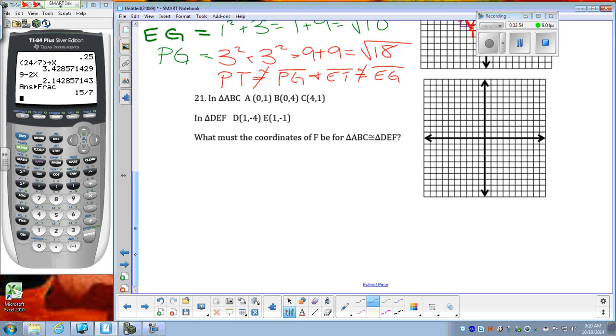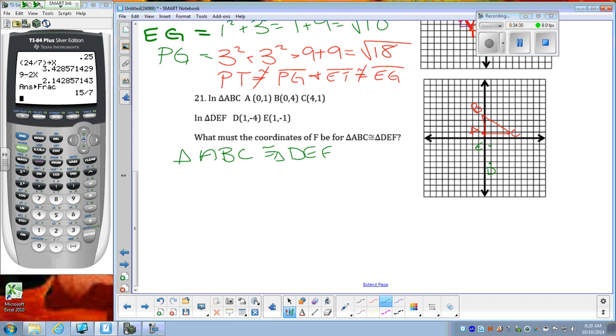So I come look at 21. For 21, I have A is 0, 1. B is 0, 4. C is 4, 1. So here's one triangle, A, B, C. For my other triangle, I want D at 1, negative 4. E needs to be at 1, negative 1. And I need to figure out point F so that ABC is congruent to DEF.